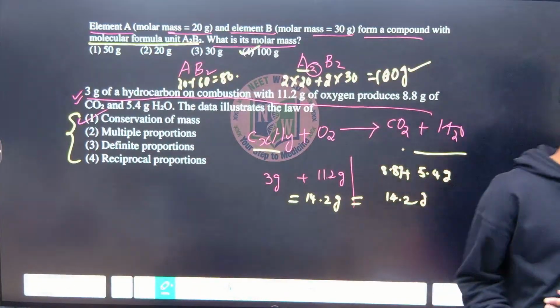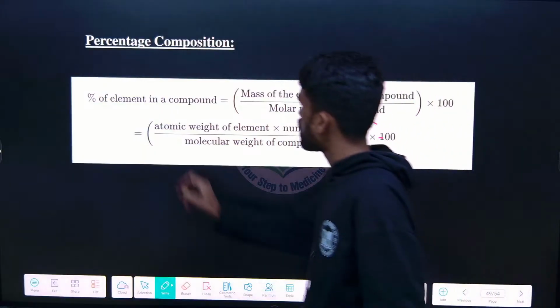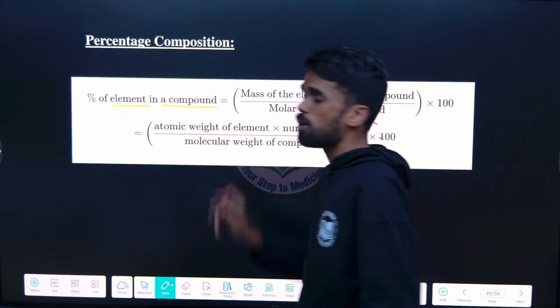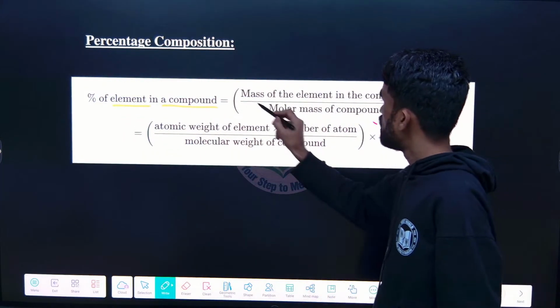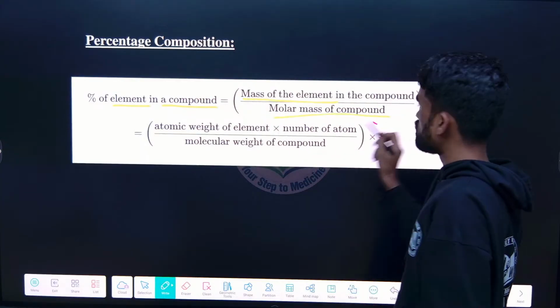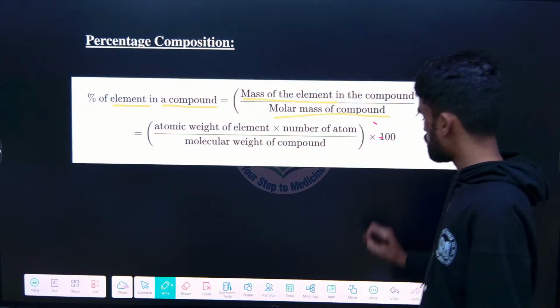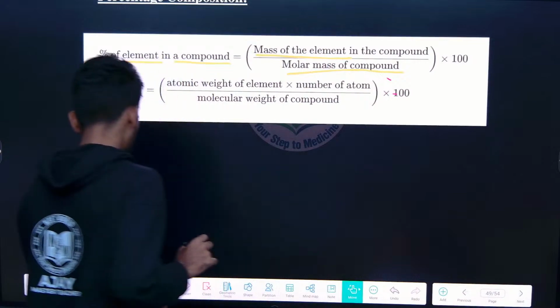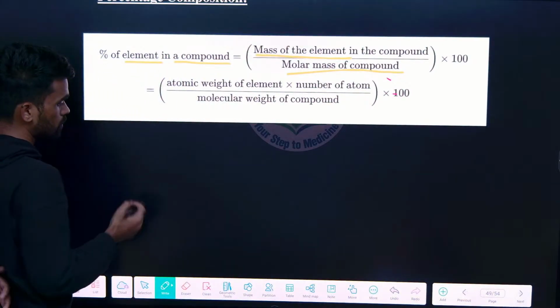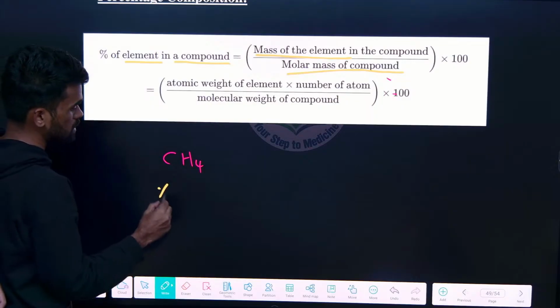Next, mass percentage or percentage composition. If they ask the percentage of an element in a compound, what should you do? Mass of that element in the compound divided by molar mass of the compound, into 100. For example, I have methane. What is the percentage of carbon in this?